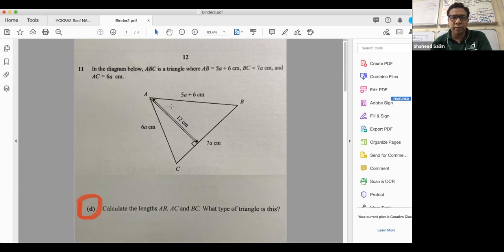Well, okay, they've given you the height, right? No, they ask you what type of triangle this is. So is it equilateral, isosceles, or the other one called scalene? Scalene. So the answer will be scalene. But they ask you to calculate. Hold on, calculate the lengths AB, AC, and BC.